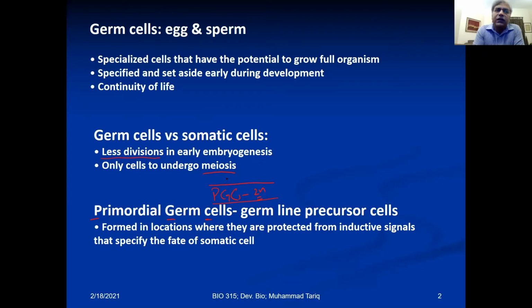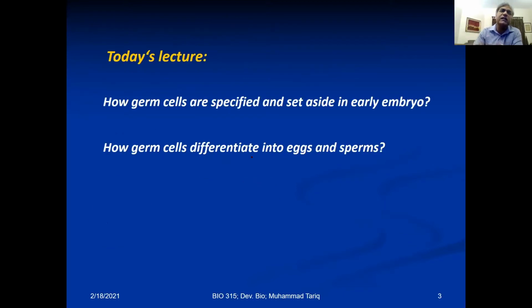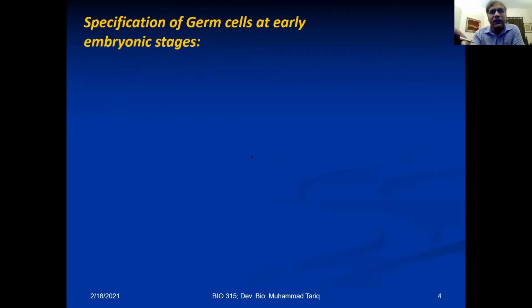And they are protected from mitotic signals, from inductive signals, because they are diploids. If they receive an inductive signal to divide mitotically, they may become somatic cells as well. So they are restricted or protected in a very, very specialized region within a developing embryo. So today's lecture is all about how the germ cells are specified and set aside in the early embryo, and how germ cells differentiate into eggs and sperms eventually. So we will learn about these two concepts in today's lecture.